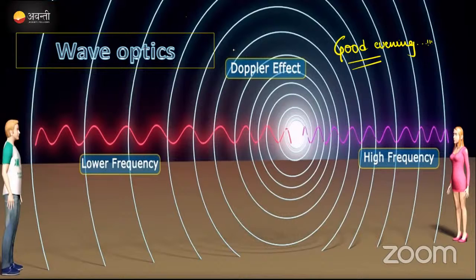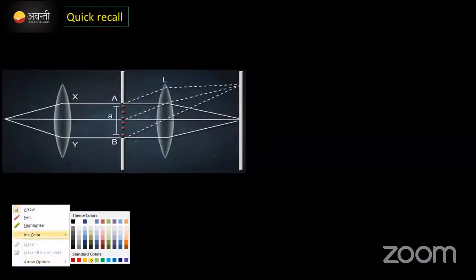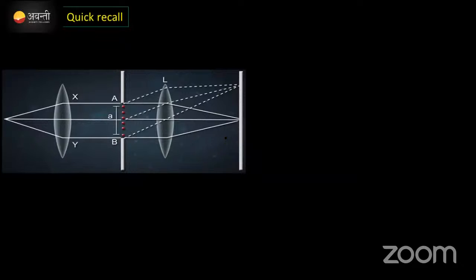Okay, we will study the Doppler effect today. Before that, what are the things we discussed in the previous class? Let us take a quick recap. In the last class, what did we do? Diffraction of light. Correct? What is this diffraction of light? I told you that bending of light around an obstacle we call the diffraction of light.